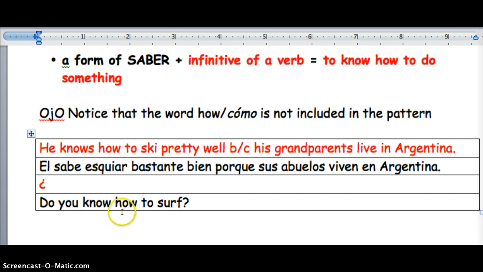Do you know how to surf? So we are going to put saber in the tú form, sabes. I don't have to translate the word how. It's just understood. ¿Sabes hacer surf?